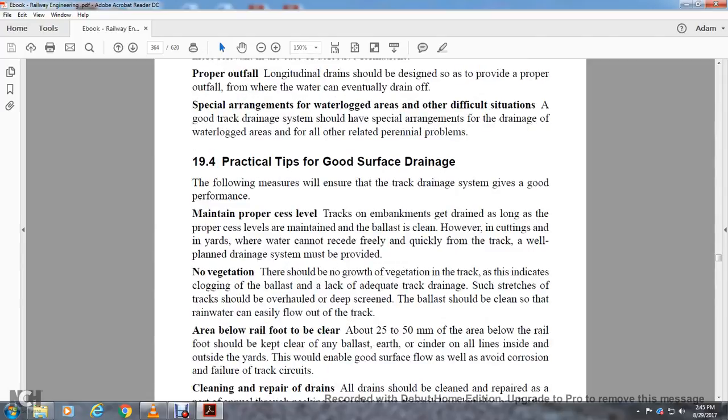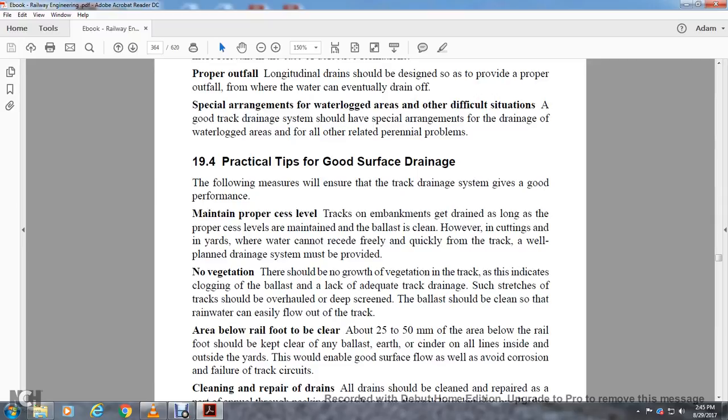19.4 Practical tips for good surface drainage. The following measures will ensure good track drainage. Maintain the proper cess level. Track maintenance should take care of drainage along with the proper cess level, and keep the ballast clean. However, in cuttings and yards, whenever the water cannot recede freely and quickly from the track, a well-planned drainage system must be provided.